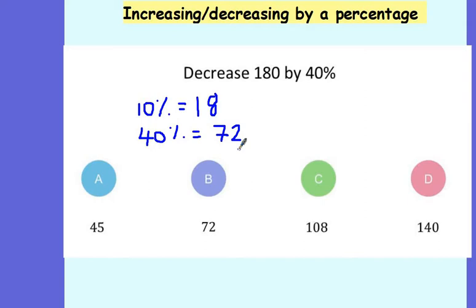Wrong. Why is that wrong, Poppy? Exactly, that would just be finding 40% of 180, but that's not what we've been asked to do. We've been asked to decrease 180 by 40%. So we need to do 180, take away 72, which gives me 108. C was the correct answer.